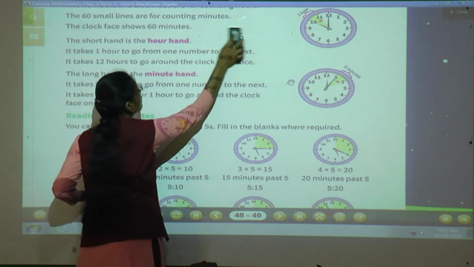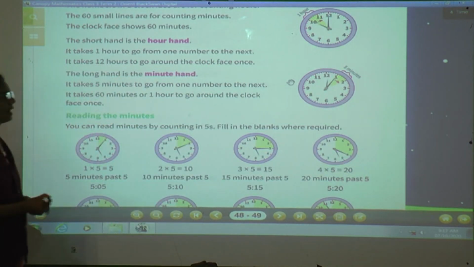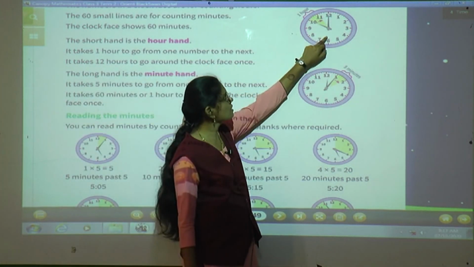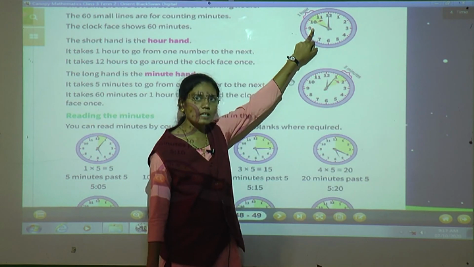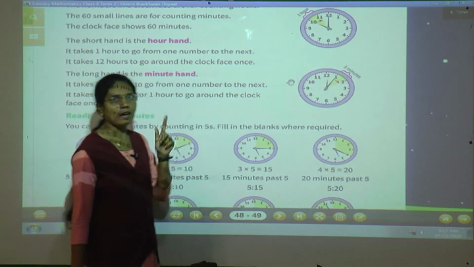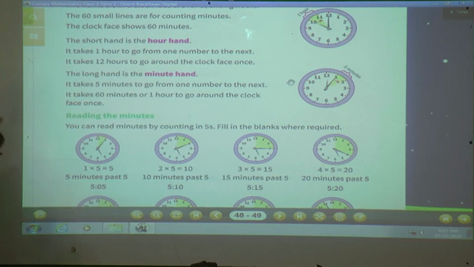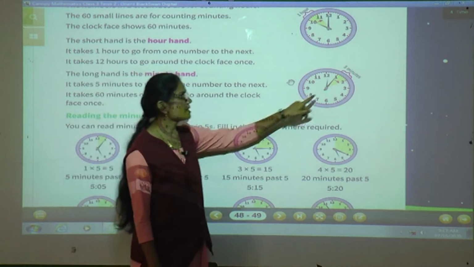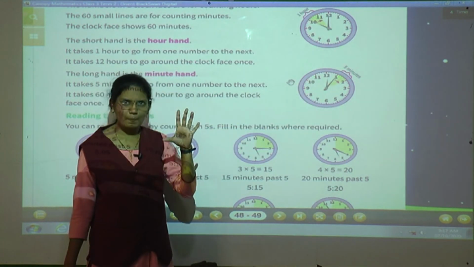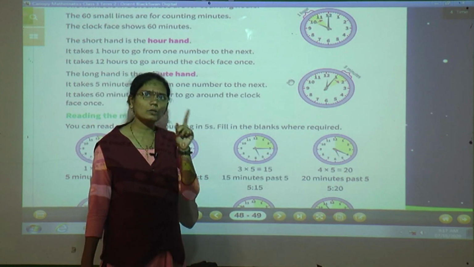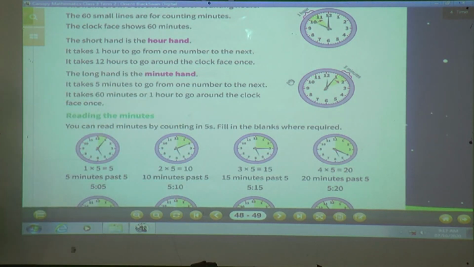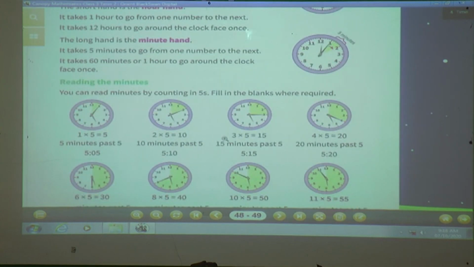Once again I will tell you. Here in this clock the short hand is on 10 o'clock. The short hand takes 1 hour to go from one number to the next number, but the minute hand takes only 5 minutes. The minute hand takes 60 minutes or 1 hour to go around the clock face once. Clear? Okay.